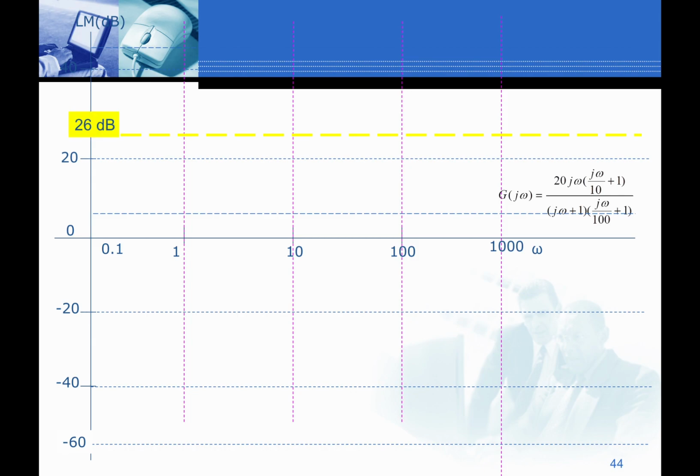Now we will look at the zero at origin, j omega here. The corner frequency here is 1. Remember, for a zero at origin, at the corner frequency it must intersect with 0 dB. So this is one point here. The zero has a positive slope of 20 dB per decade. So 1 decade before it will intersect with minus 20, and 1 decade after it will intersect with 20 dB. So it has a 20 dB per decade slope and so on.